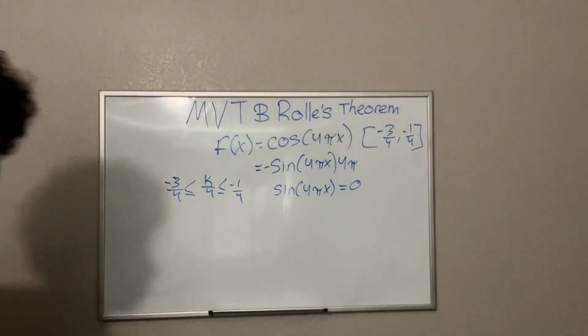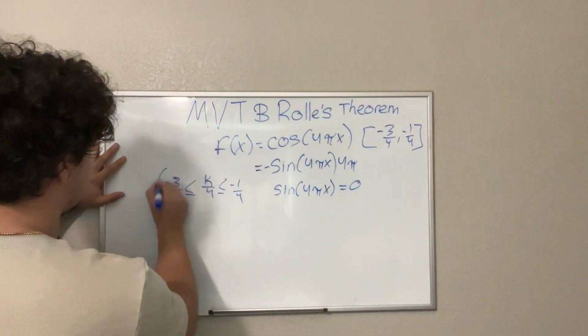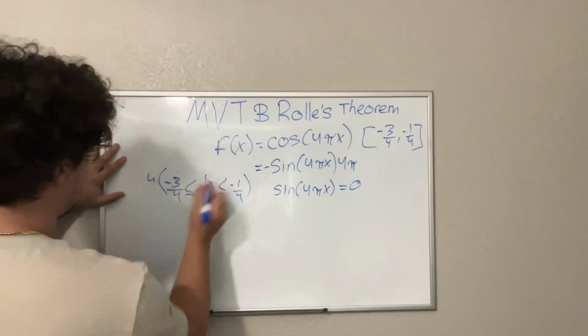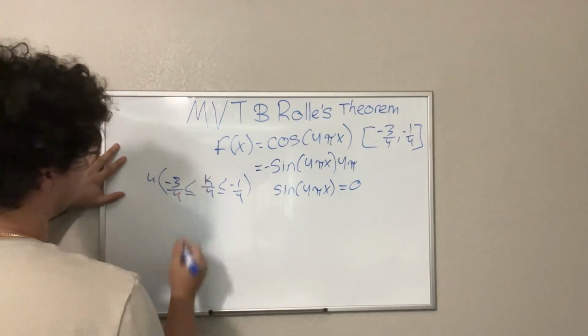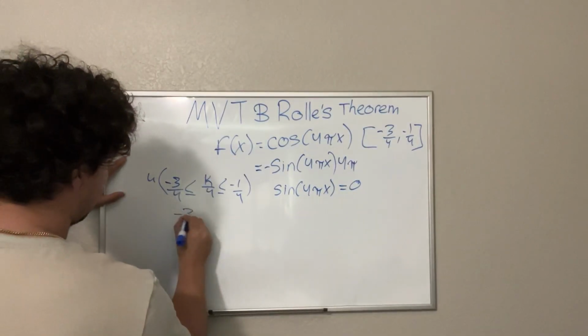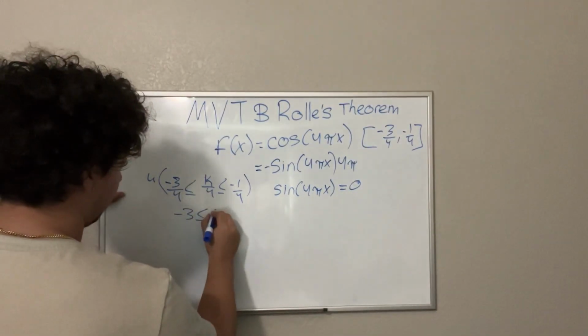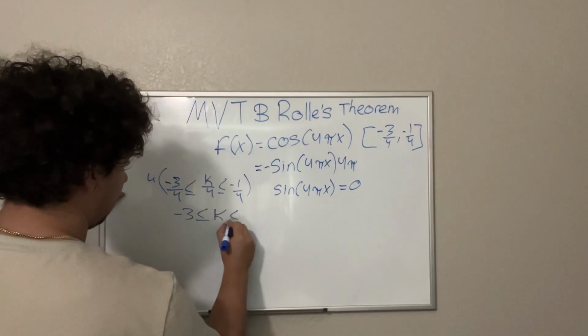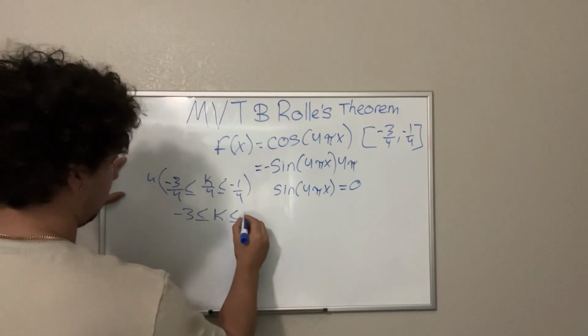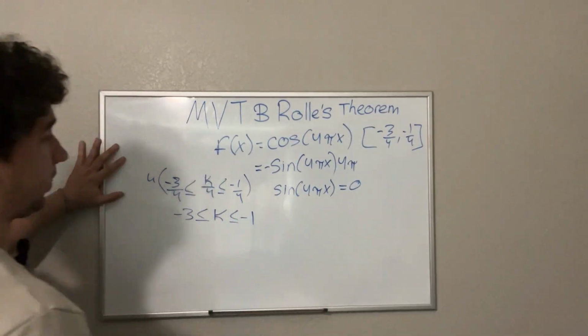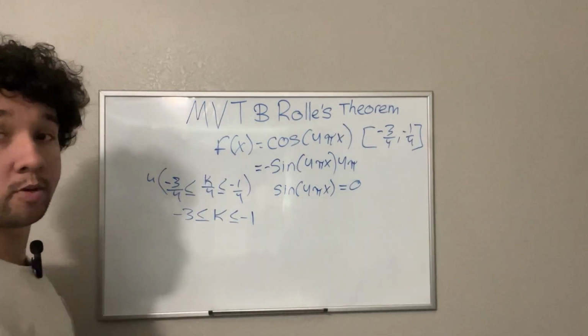All right, well, what am I going to do next? Well, what I'm going to do is multiply everything by 4 since this is all over 4, and I want to isolate k. So that gives me negative 3 is less than or equal to k, less than or equal to negative 1. And so now I've got to think about what k is.